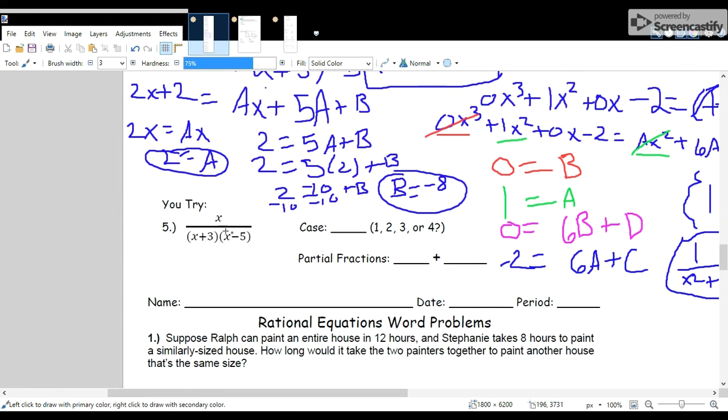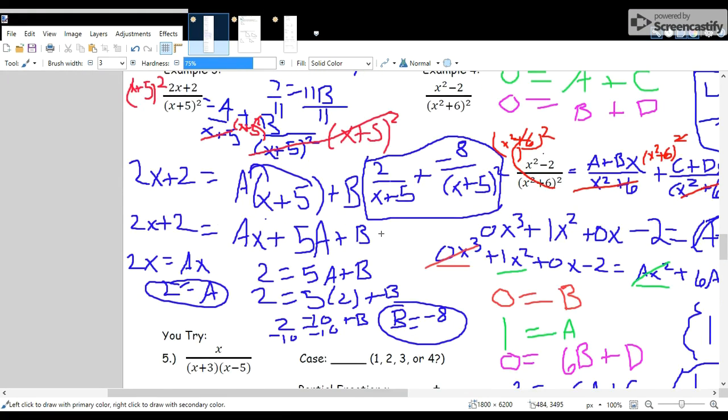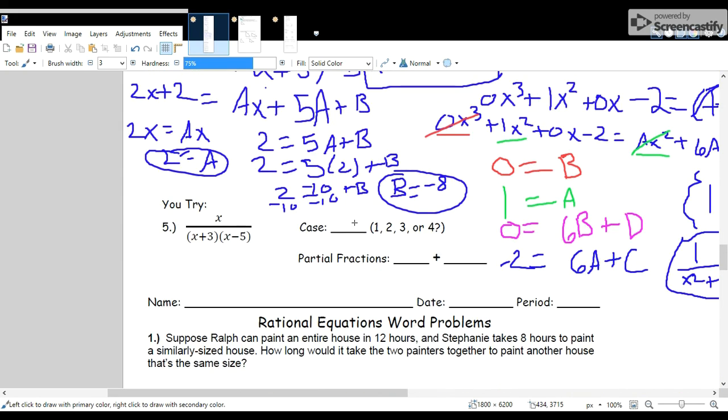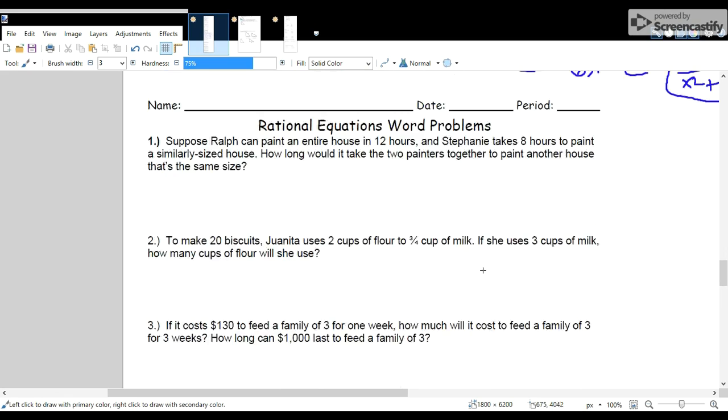Okay, now you try this one on your own. Which case is this? Which one does that look like the most? And then find the partial fraction. If you need another piece of paper to use for this one, go ahead and do that and attach it to your packet. Let's turn the page to our word problems.